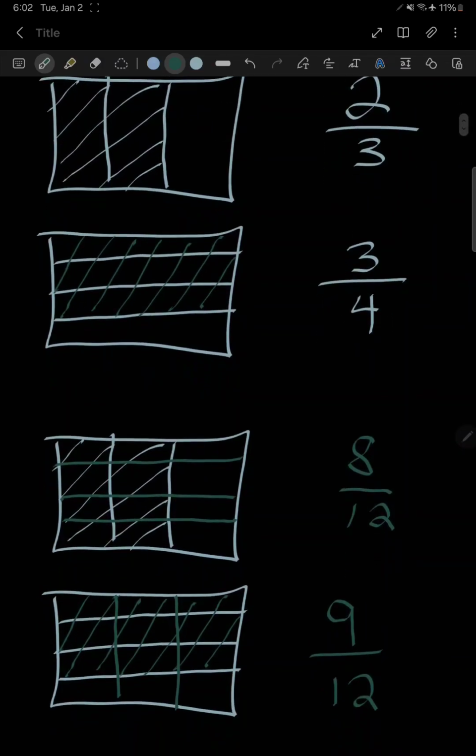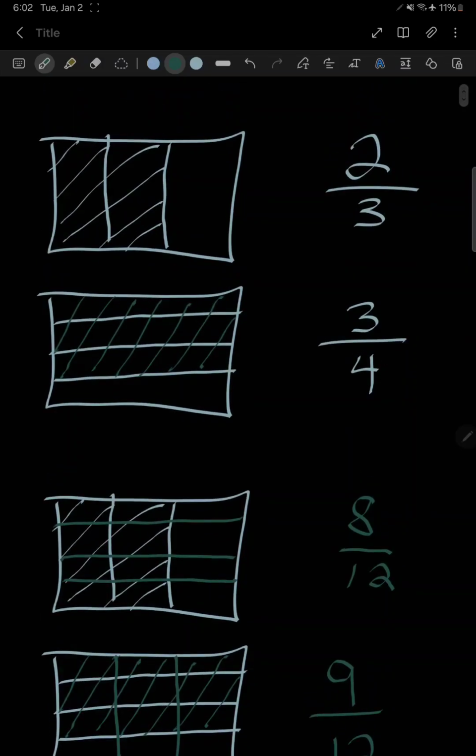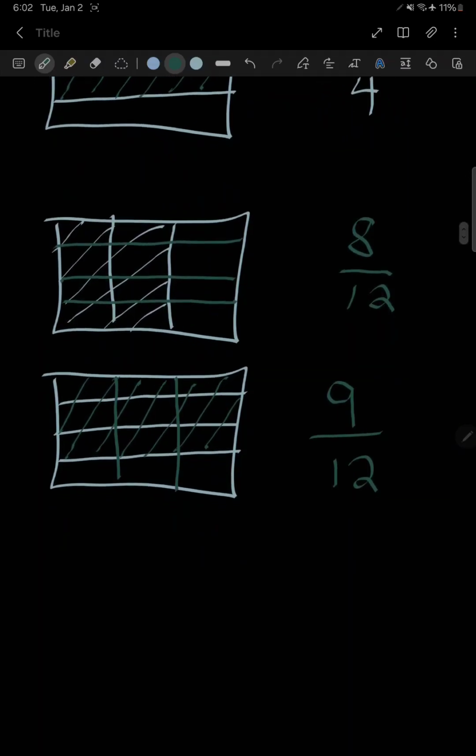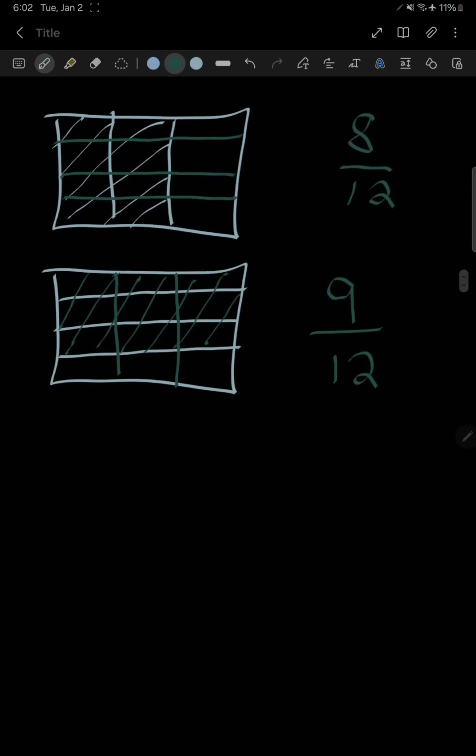You can see that 8/12 is the exact same thing as 2/3, and you can see that 9/12 is the exact same thing as 3/4. It just looks different because we've cut them into a bunch of pieces. Okay, so now that I have my equivalent fractions, I can go ahead and add those up.